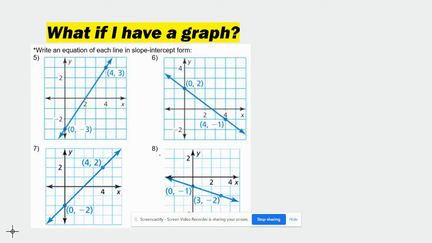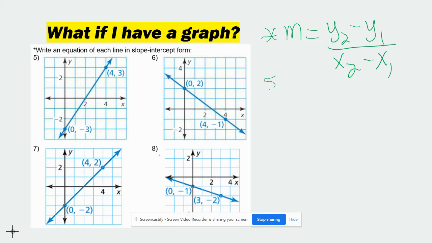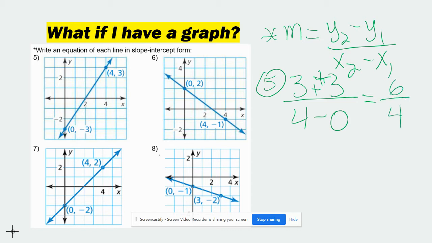What happens if you have a graph? Now, there's a couple of different ways that we can do this. I want to go back and just give a refresher that the slope formula is y2 minus y1 over x2 minus x1. So since, for number 5, they give us 2 ordered pairs, we could start with slope formula, 3 minus -3 over 4 minus 0. Minus negative, add the opposite is plus. We have 6 over 4, which is 3/2. So our slope, or our m, is 3/2.